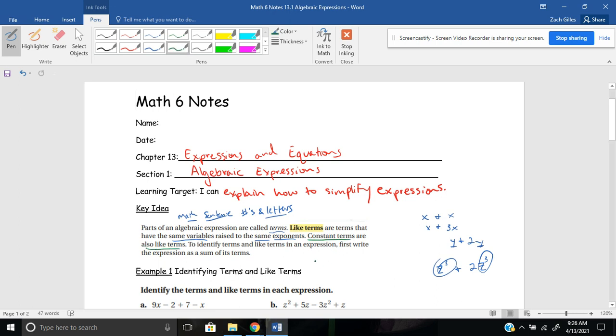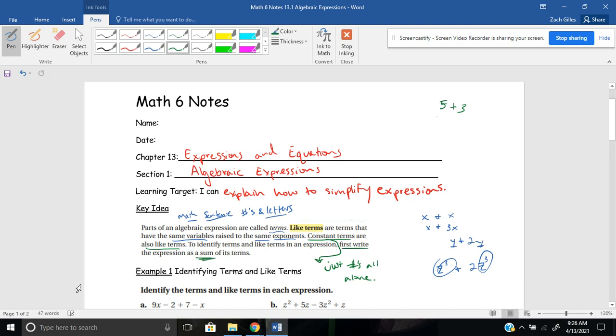Then it says constant terms are also like terms. Remember, constants are just numbers all alone. They're constant. They don't change. They're always that number. So for example, 5 and 3 are constants. We know that we can add 5 and 3. They are like terms.